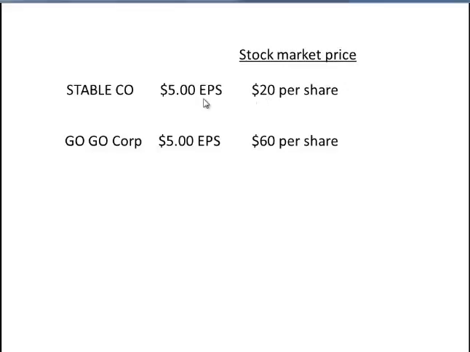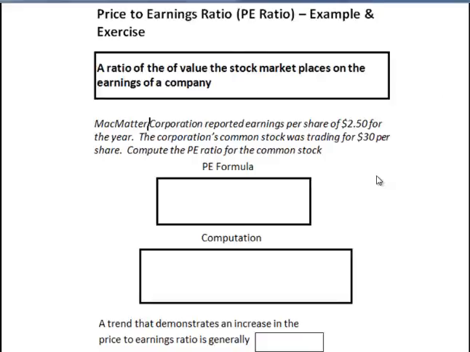So let's do that for Stable Company. If we take $20 per share and divide it by $5 EPS, what that means is we are paying 4 times the earnings per share for Stable Company. In the case of GoGo Company, we are paying 12 times the earnings per share. So you can see that the market is valuing GoGo at 3 times the amount that they're valuing Stable Company at. So that's the process that we're going to use for our price to earnings calculation.